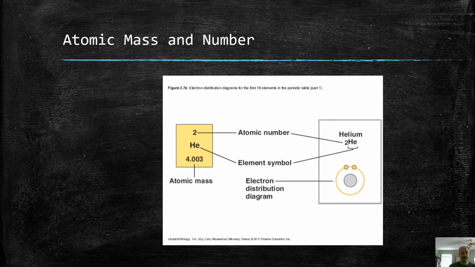So once again, atomic mass and number, I introduced this earlier. Atomic number is shown there. That's the number of protons. We have the symbol for the element, and then we have the atomic mass. And the atomic mass lets you estimate the number of neutrons by finding the difference between the atomic number and the atomic mass. And then you also know the number of electrons by knowing the atomic number.